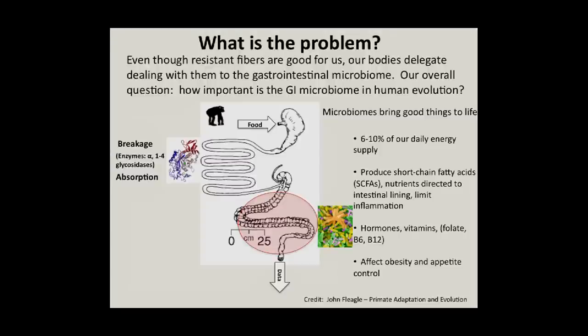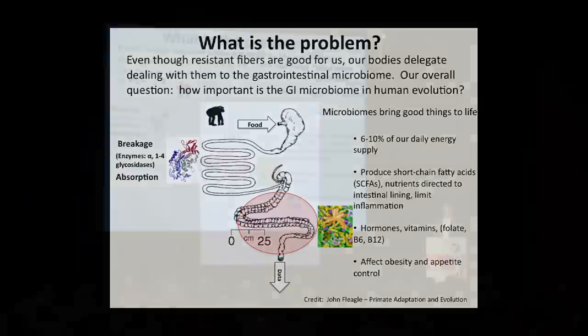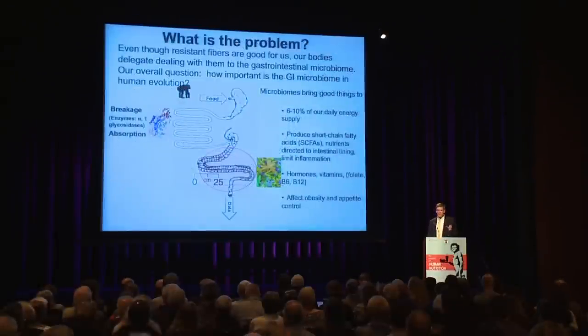Now, we think that microbiomes bring good things to life. Microbes supply about 6 to 10% of our daily energy supply. We think this is important, and our models of human evolution and thinking about nutrition need to account for what's probably a pretty substantial proportion of our daily energy supply. They also produce short-chain fatty acids. Now, these are extremely important energy sources. They actually supply nutrients that are directed directly to the intestinal lining. So the cells on the inside of our large intestine don't actually receive a blood supply. They're on the microbes' energetic ledger. So again, thinking about expensive tissues, we're actually removing these particular tissues from our budget.